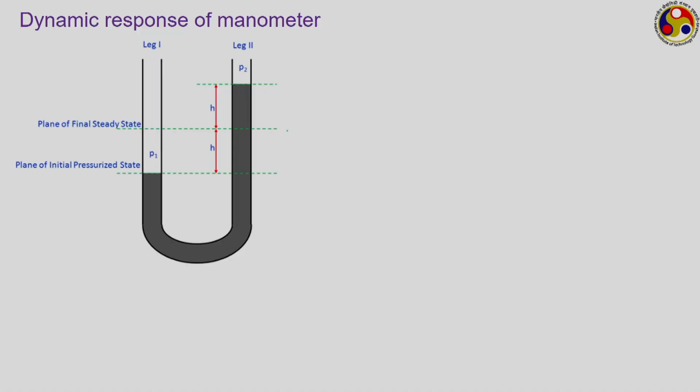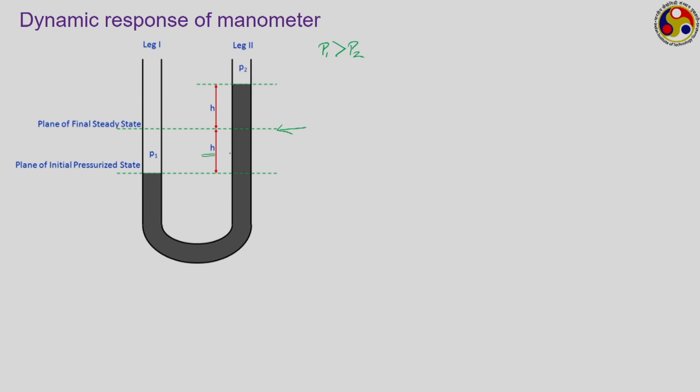To understand that, I have got a simple U-tube manometer. This particular line is the corresponding steady state line, or the initial level. Now, suddenly both the legs have been subjected to a certain pressure difference. Leg 1 is subjected to a higher pressure P1, leg 2 to a lower pressure P2. Here P1 is greater than P2. Accordingly, there is a reduction in the manometric fluid column in leg 1, a reduction of height h.